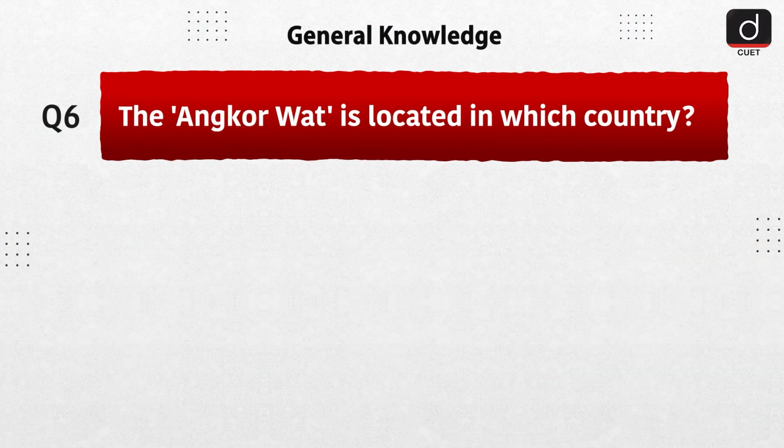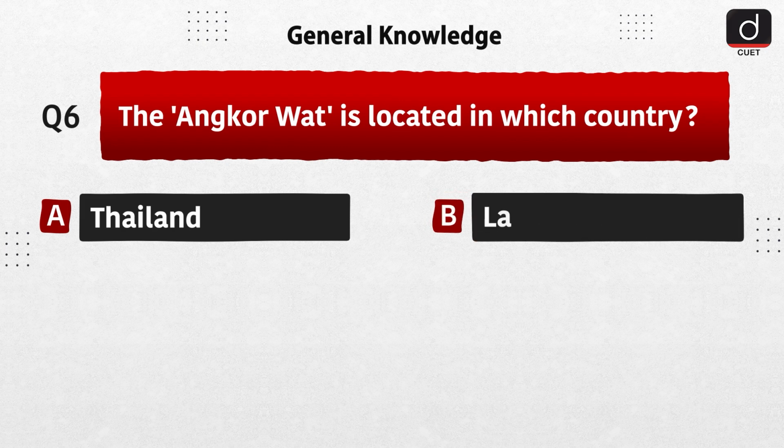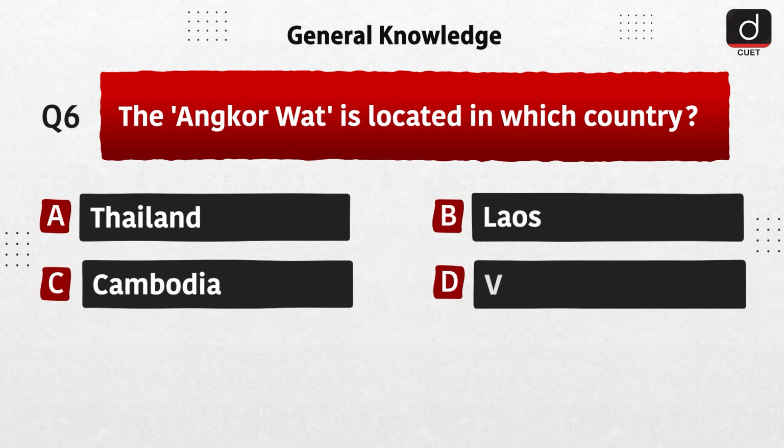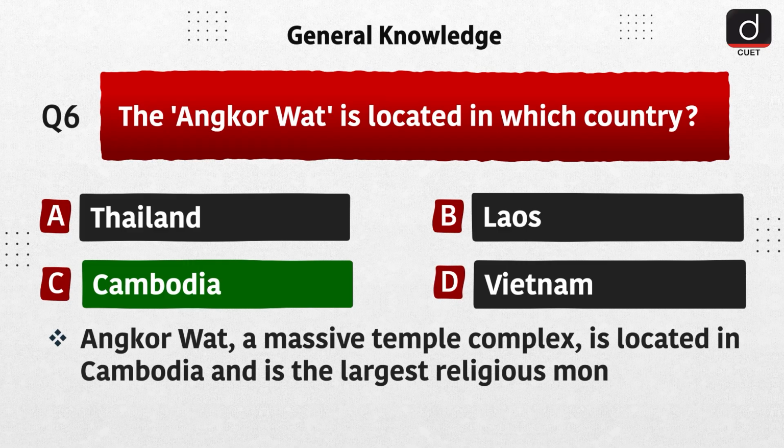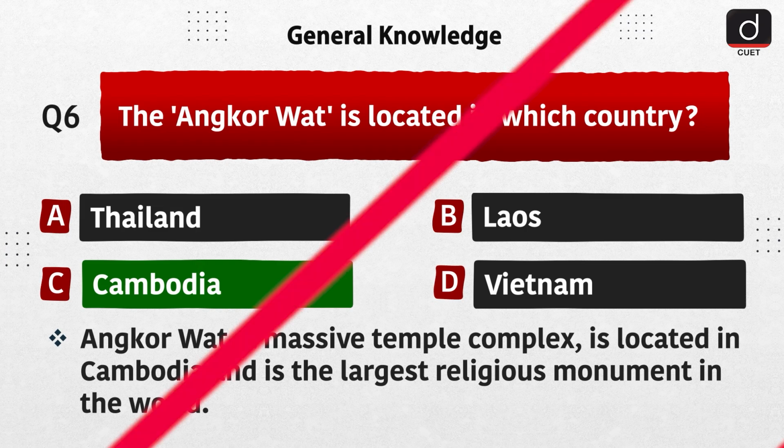Next question is, the Angkor Wat is located in which country? A. Thailand, B. Laos, C. Cambodia, D. Vietnam. The correct answer is option C, Cambodia. Angkor Wat, a massive temple complex, is located in Cambodia and is the largest religious monument in the world.